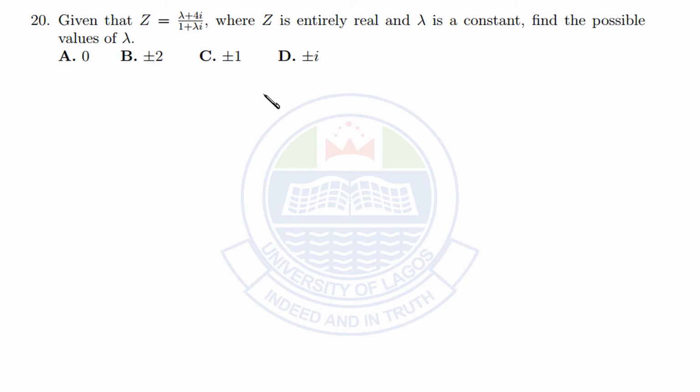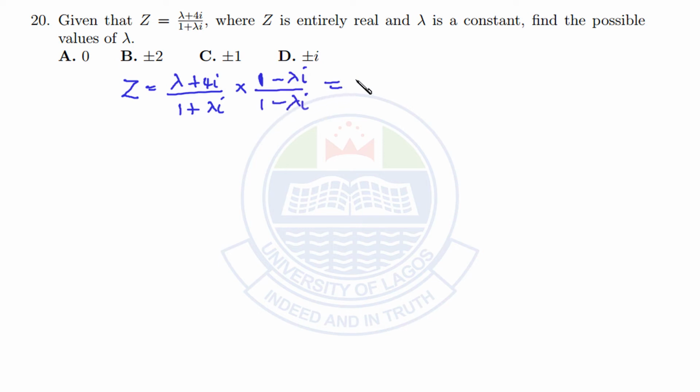In this question, it said given that z is equal to (lambda plus 4i) all divided by (1 plus lambda i), where z is entirely real and lambda is a constant, find the possible values of lambda. Now, first thing is that we need to write our z in form of a plus bi. That's the first task. So if you have z equals (lambda plus 4i) all divided by (1 plus lambda i), alright? So if I multiply by the conjugate of the denominator, the conjugate of this is 1 minus lambda i divided by 1 minus lambda i.